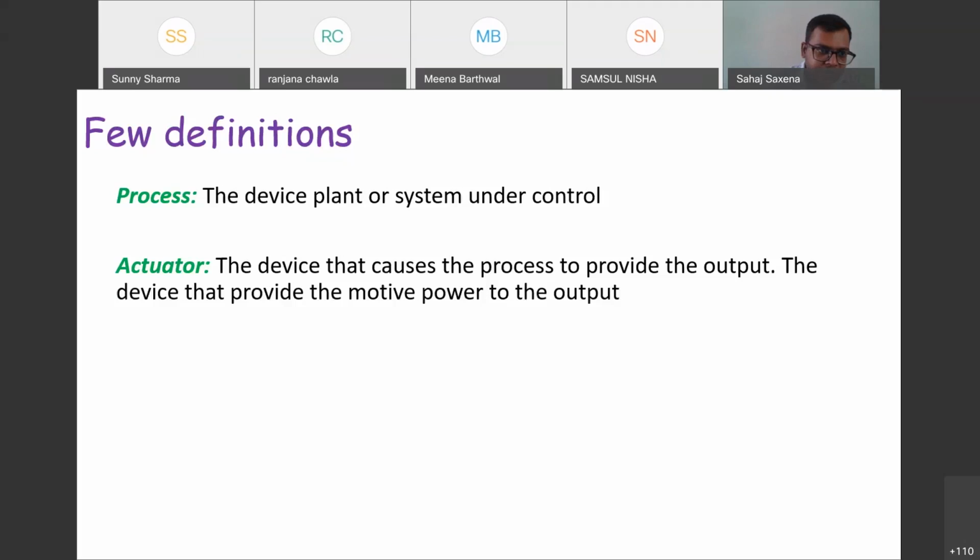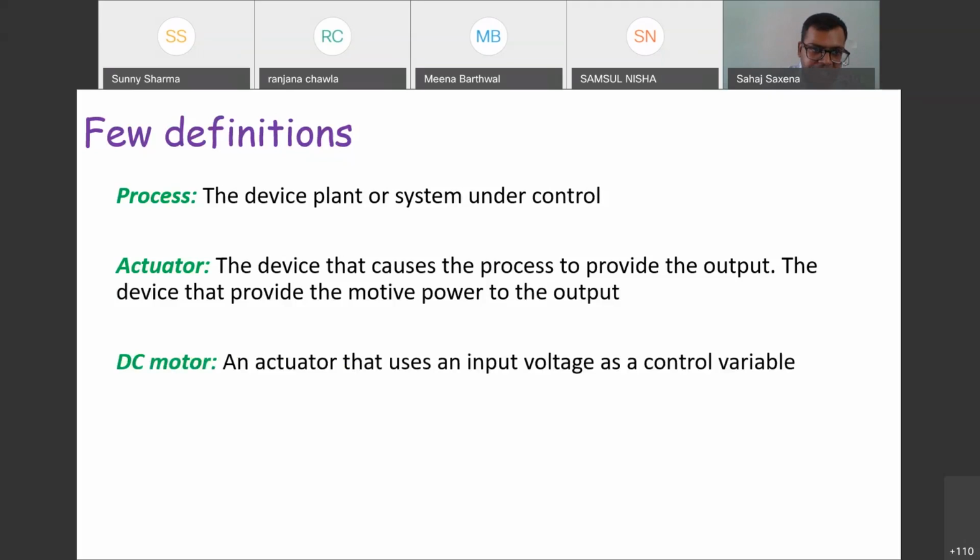All right. So this is an actuator. We call it a DC motor. So a DC motor is an example of an actuator. Why? Because it uses an input voltage as a control variable, and because it is a motor, it will have some motion-like activity. By consuming the power, it will rotate the shaft. So this is in terms of actuating the process. So we have the DC motor as an example of an actuator.